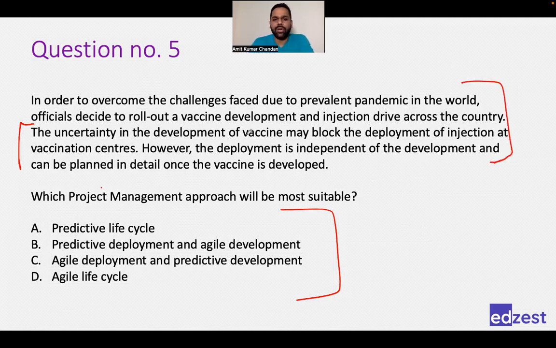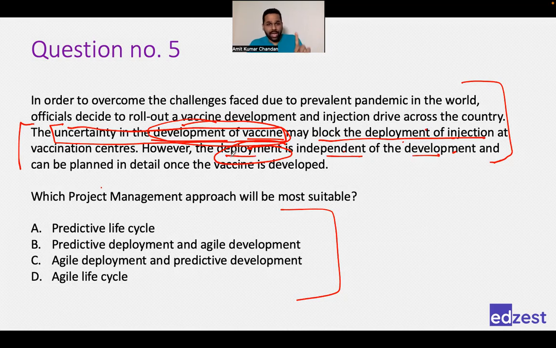Uncertainty in the development of vaccine may block the deployment of injection. So they are saying the uncertainty is in the development of the vaccine, and it will block the deployment. However, deployment is independent of the development. So development could be uncertain, but my deployment does not depend on that, and it can be planned in detail.